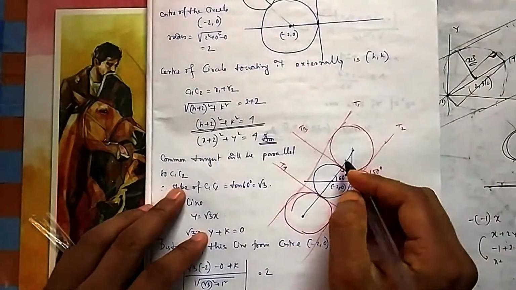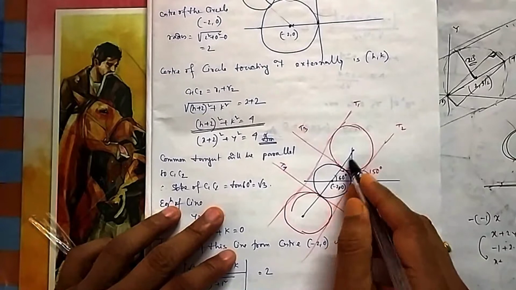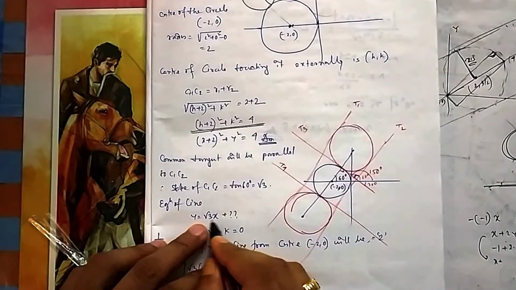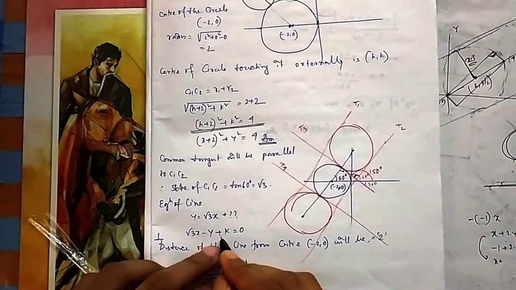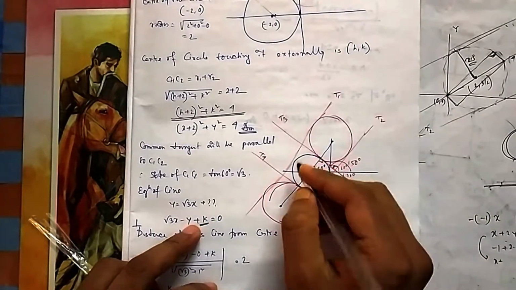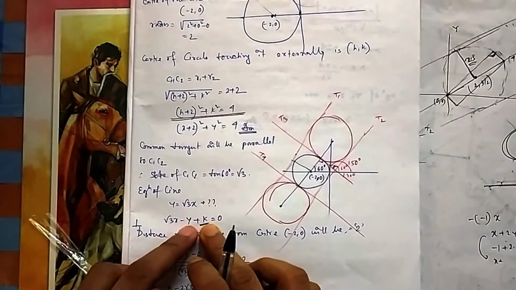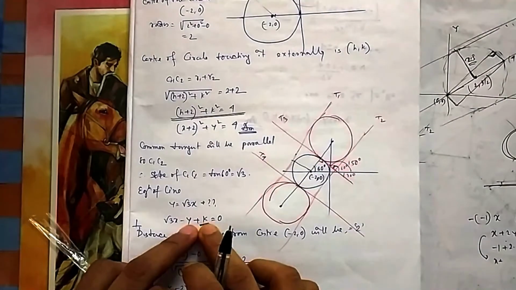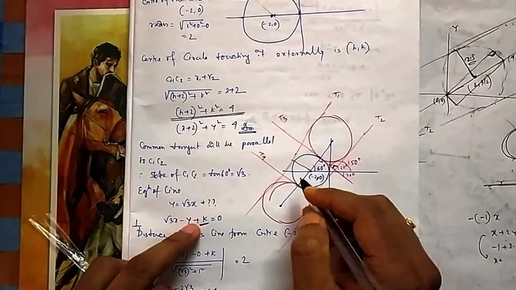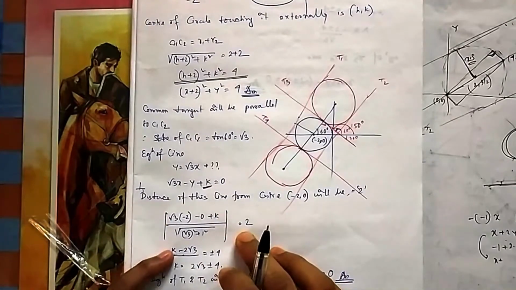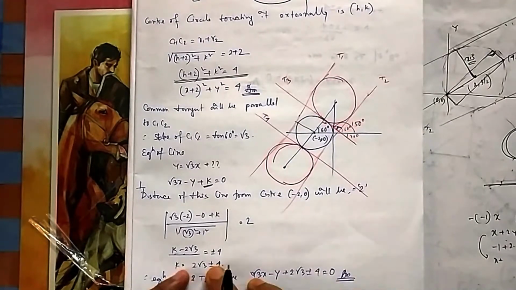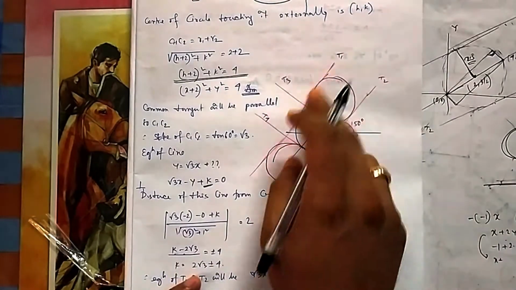So a common tangent will be parallel to C1C2. What is the slope of C1C2? tan 60, that is root 3. So the equation of the line is root 3 x minus y plus k equal to 0. The distance of (minus 2, 0) from that line, whatever you calculate, you don't know this k, so keep it as k. That distance is equal to 2. You remove the mod, you will get plus minus, because 2 lines you need to find. So you got the equations of T1 and T2, one with plus k and one with minus k. Slope will be the same for both these lines.